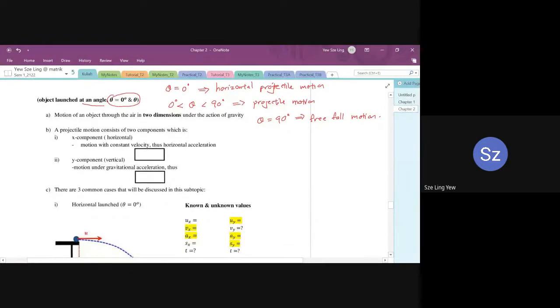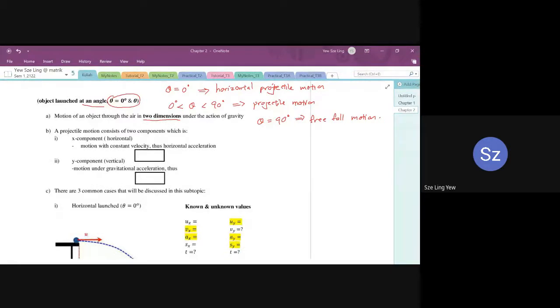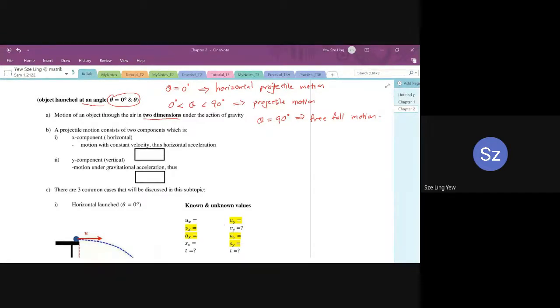Projectile motion is a motion of an object without air resistance in 2D. So we are looking at two dimensions now, and it's under the influence of gravity. It moves solely under the influence of gravity. So what does it mean? It means we ignore the air resistance.